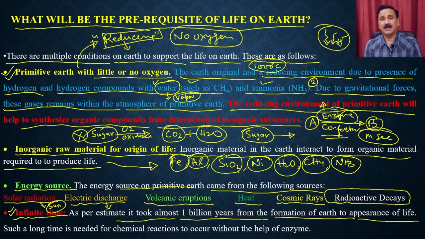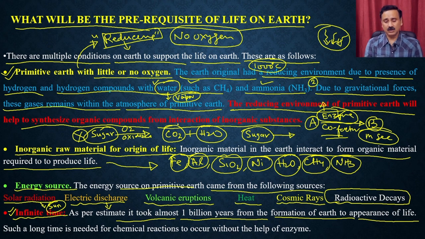And on the other hand, it also took a very long time for these chemical reactions to give rise to simpler organic molecules like sugar and carbohydrates. So these are the prerequisites of life on the earth, but we still have the original question left: how did life originate on earth?